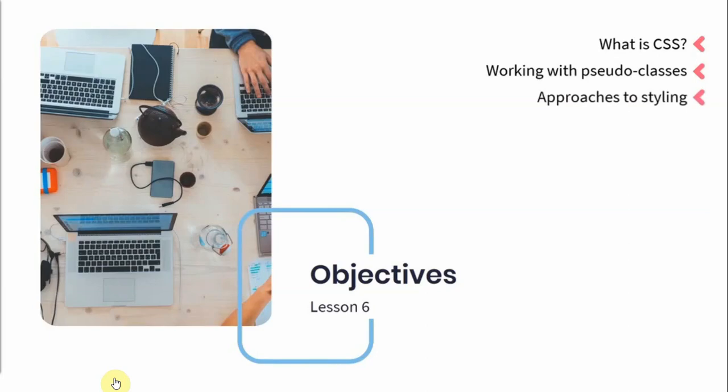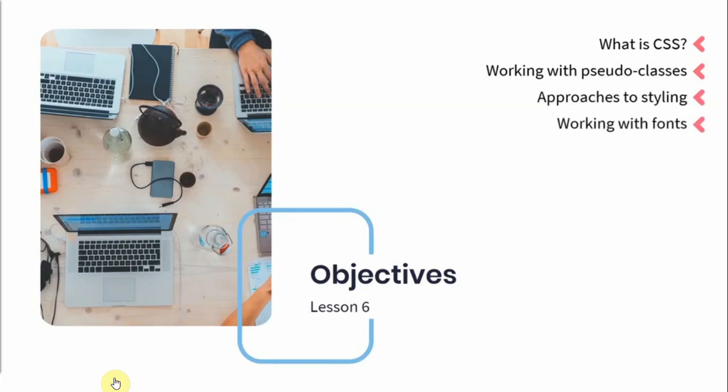Okay, and then we'll also have a look at approaches to styling. Now, there are 3 different approaches to styling when it comes to CSS. And we will have a look at all 3 of them, but keep in mind there's only one that we will use moving forward. So the idea is to show you all the bad practices and the best practice in terms of how we style.